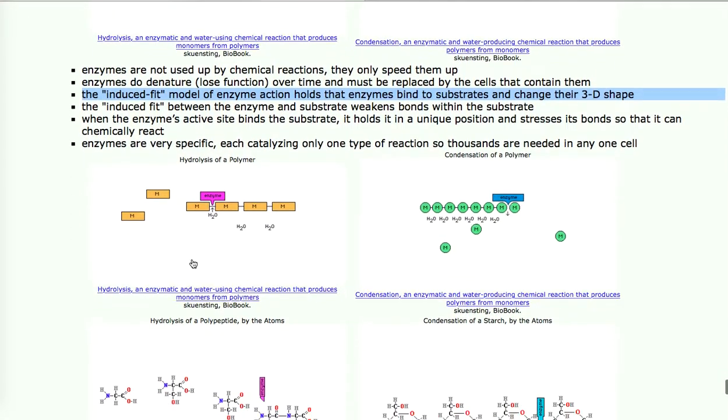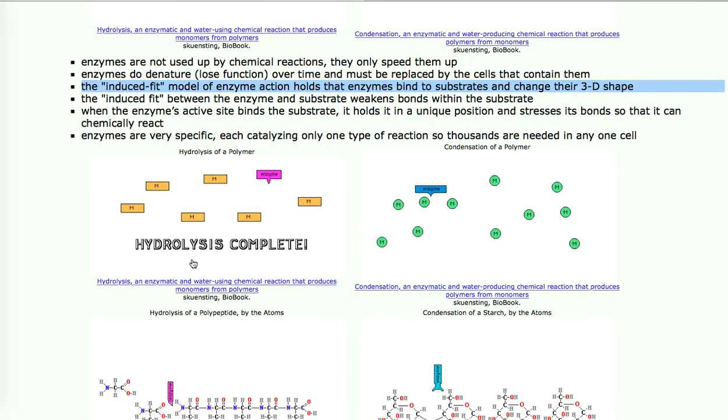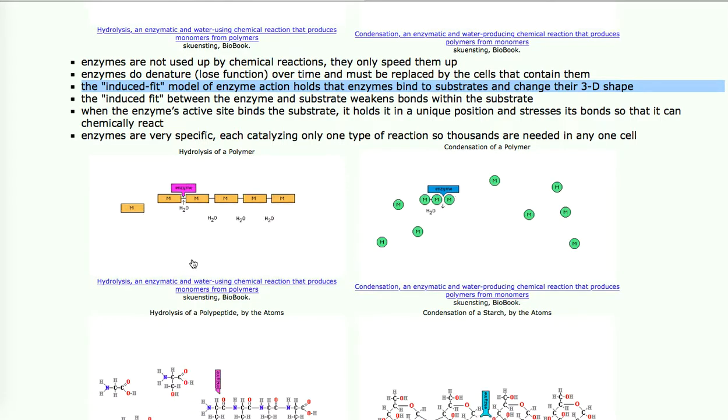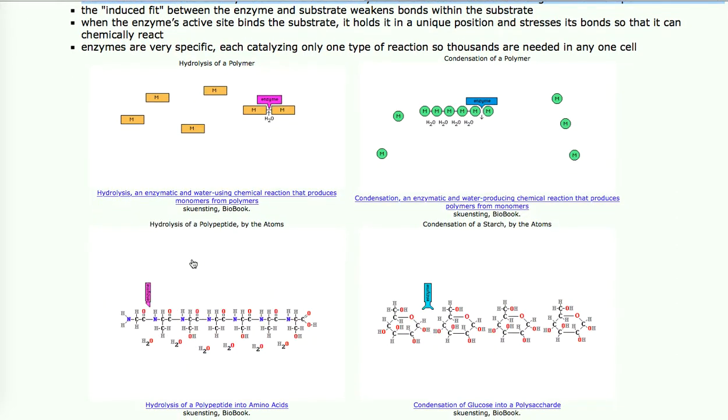So you need hundreds, if not thousands, of enzymes. Each cell in your body needs hundreds, if not thousands, of enzymes to perform all the chemical reactions they've got to perform. It'd be great if one enzyme would do everything, but it can't.